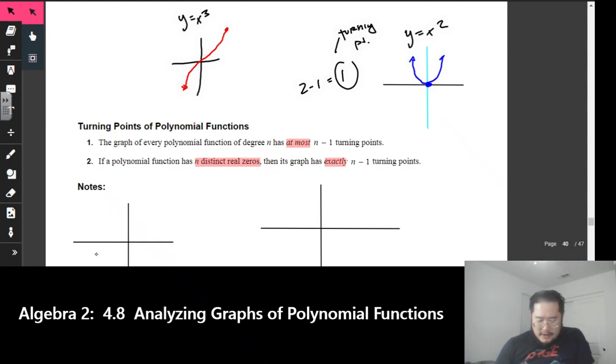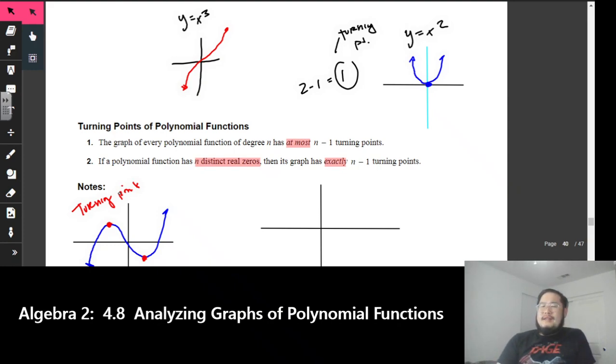So let me draw another function right here at this bottom part, since I already have this pre-made. It's there for a reason. Let's say I have a function like this. We have two turning points, one right there and one right over here. Those red dots are turning points.